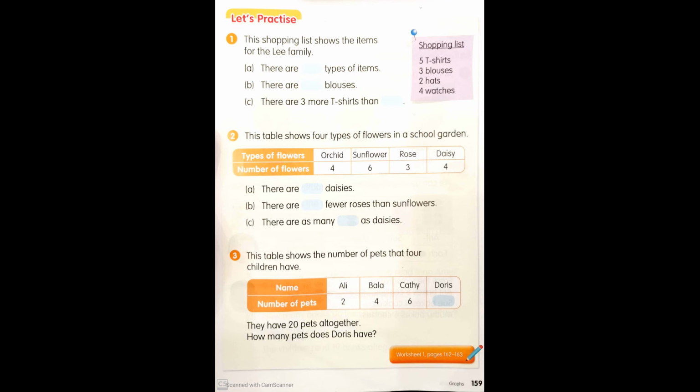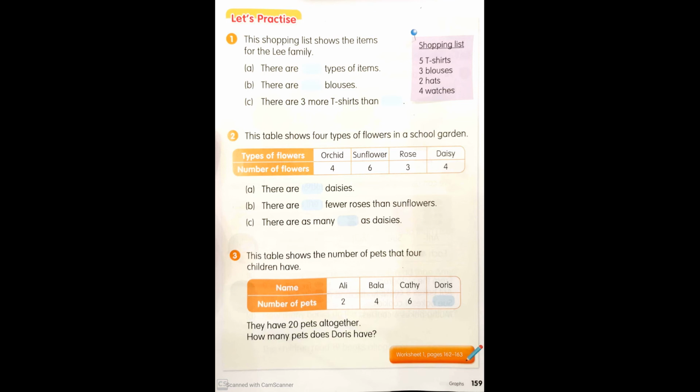Number 2, page 159. This table shows 4 types of flowers in a school garden, right? Orchids, sunflower, rose and daisy. Those are the types of flowers. Underneath, number of flowers, 4 orchids, sunflower there's 6, rose there's 3 and daisy there's 4. Is that right? Very good. A. There are how many daisies? Quickly look, get your pencil and write. How many daisies? 4. Very good.